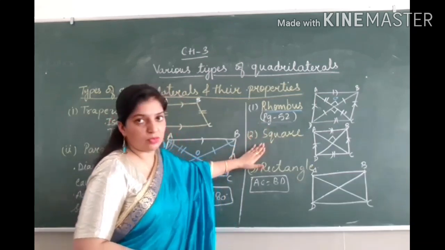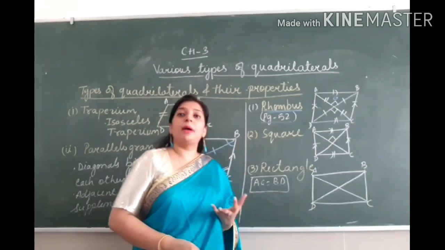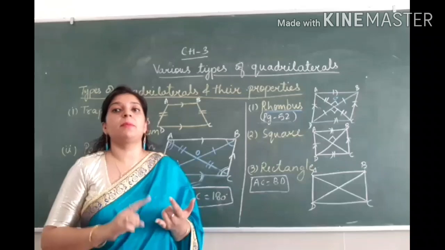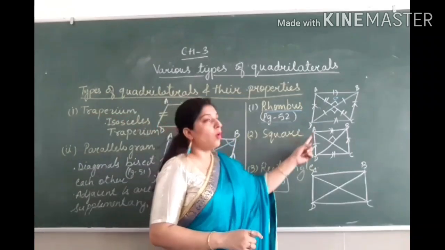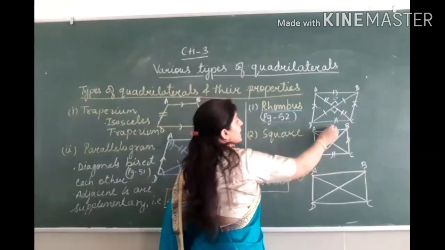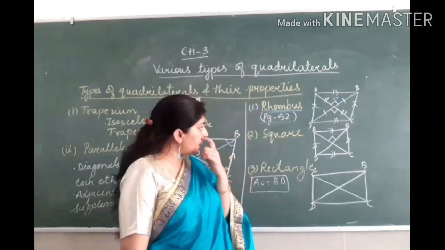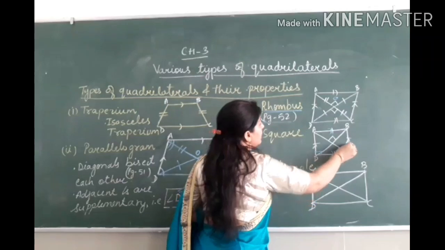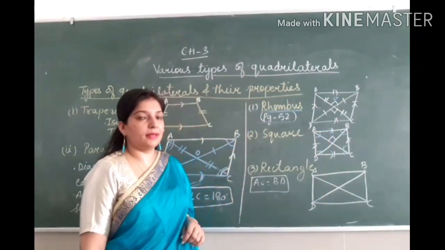Then square. Coming to the square. Square is again a parallelogram. If it is a parallelogram, then what are the properties of a parallelogram? Opposite sides are parallel and equal. In square, all four sides are equal and opposite sides are parallel to each other. We know in square all angles are 90 degree.